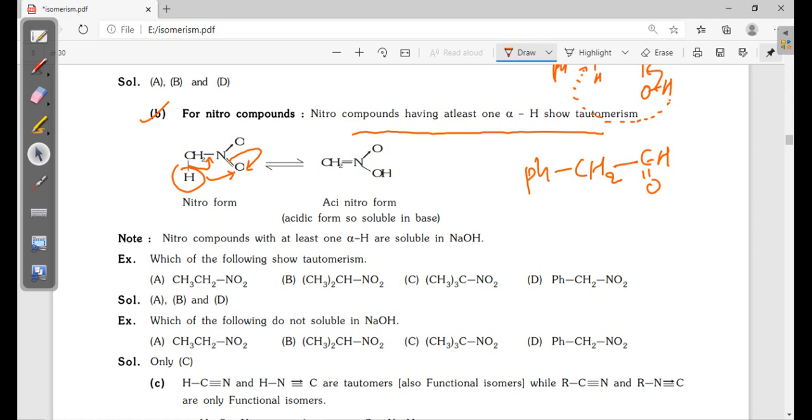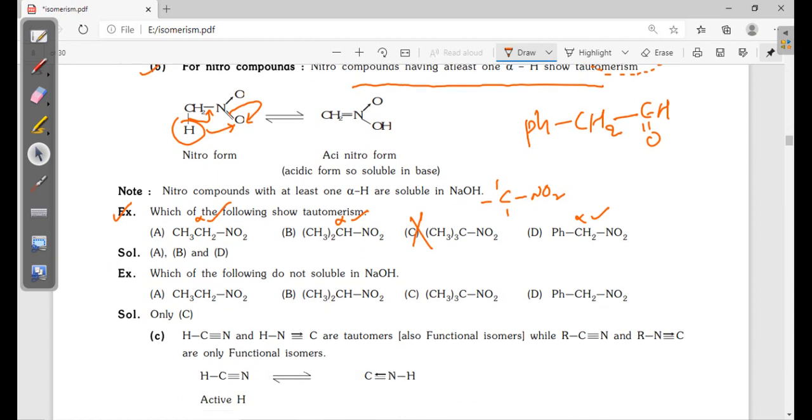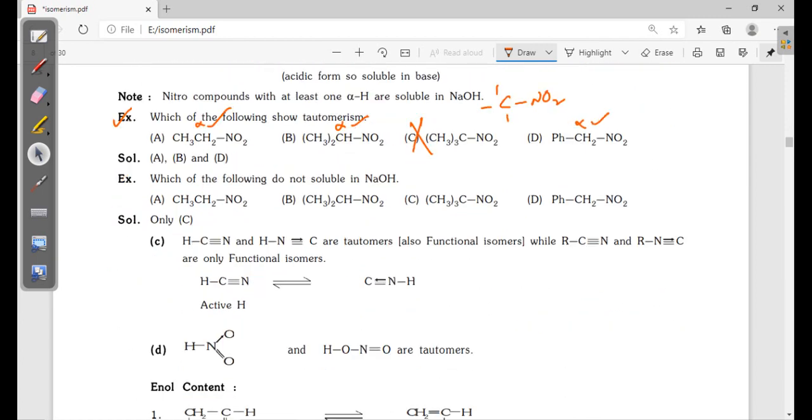Next examples: you can see which of the following show tautomerism. Alpha hydrogens are there, yes. Alpha hydrogens are there, yes. Alpha hydrogens, no. See this carbon, three methyl groups, NO2. Here no hydrogens, so no. Then here alpha hydrogens are there, right? You can pause this video and solve these questions.